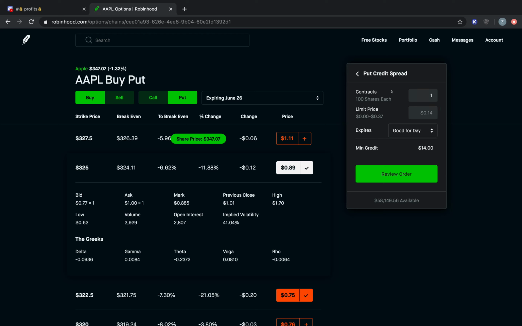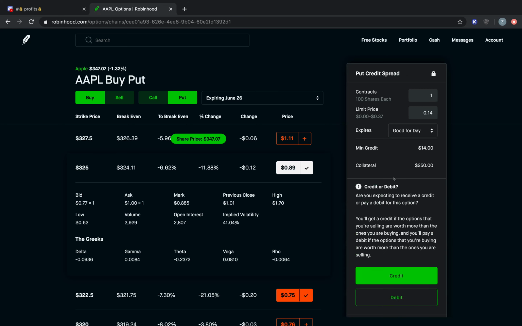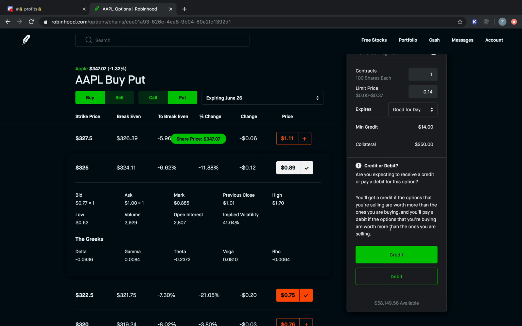As you can see, from one put credit spread, we're going to yield $14 of premium. And in situations like this, since $14 isn't that much, I usually size these positions up to about 10 contracts, but for the sake of simplicity, I'm gonna keep it at 1. So you can hit review order, and it's going to double ask you if you're trading a credit or a debit spread, in this case credit.